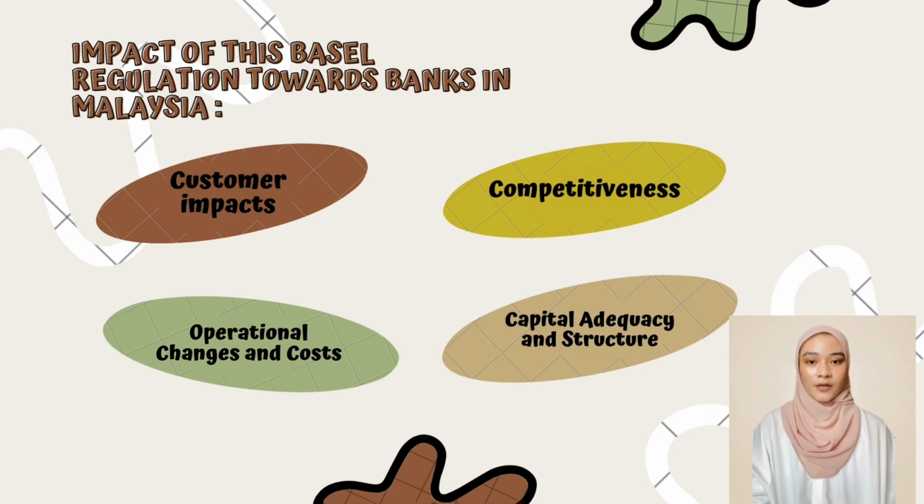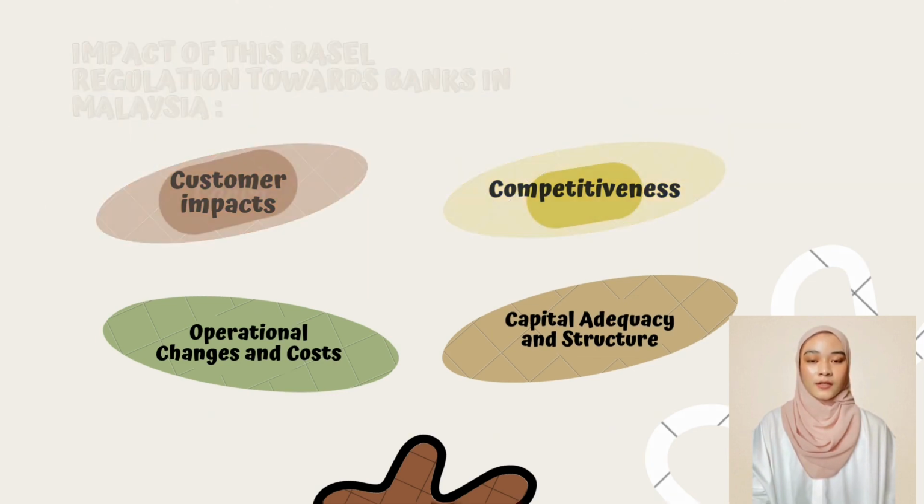Number 3 is operational change and cost. It requires operational changes including enhancement to risk management practices, reporting systems and internal processes. Last is capital adequacy and structure. Basel III imposed higher capital adequacy. This may necessitate Malaysian banks to re-evaluate their capital structure and potentially raise additional capital.